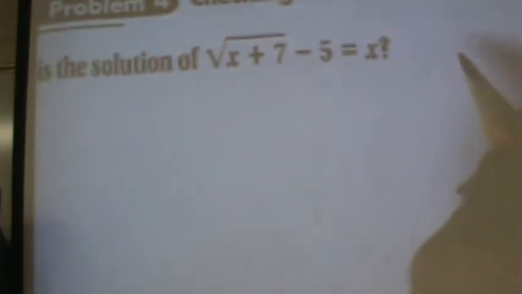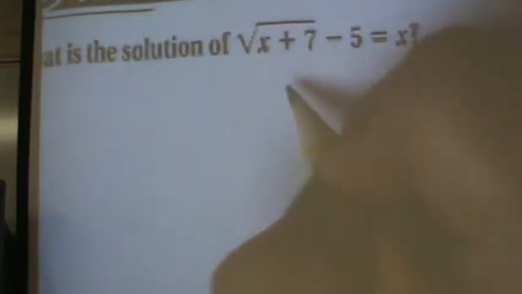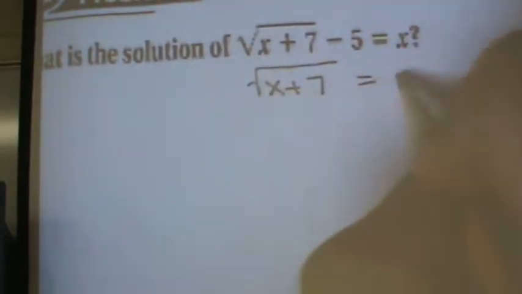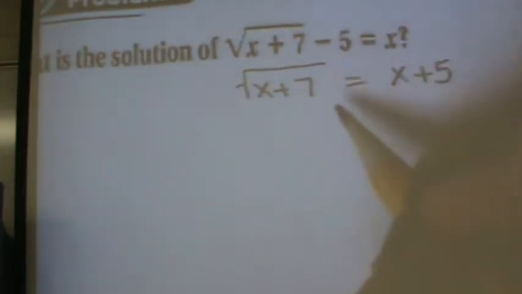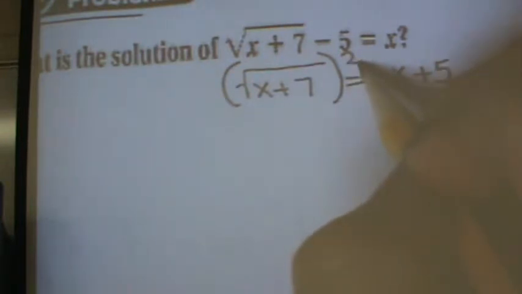you are going to look at a problem like this. Now what's going to be your first step to isolate this radical? You're going to add 5. And it's going to be x plus 5. Now, what did you do on the other problem? You squared this side, right?